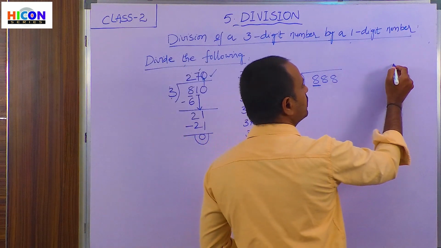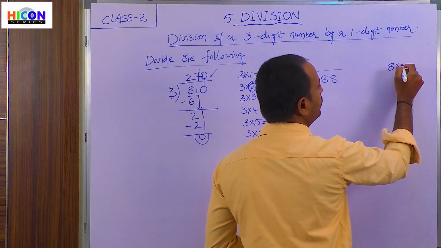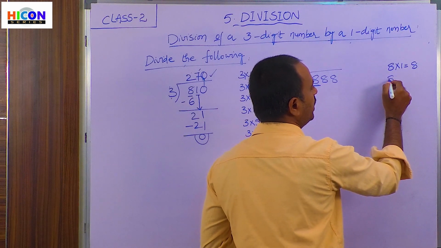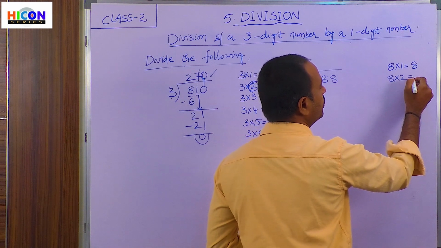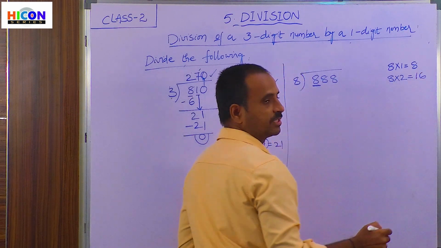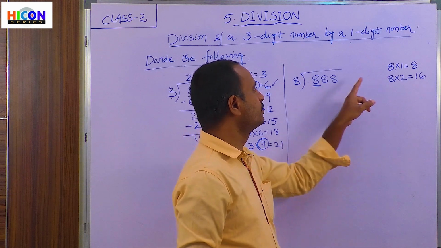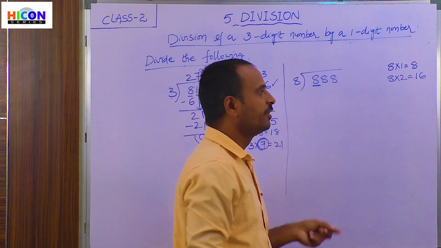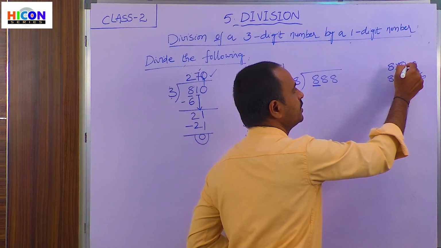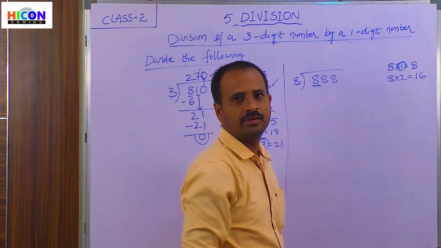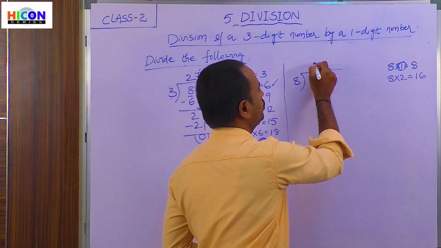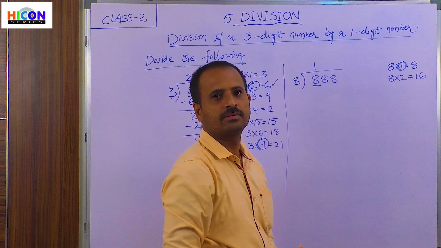Let us recall the 8 table: 8 ones are 8, and take 2 times, 8 twos are 16. In this way, when does the number 8 come in the 8 table? The number 8 comes in the 8 table if we take 1 time. So 1 times 8 is 8. So we have to take 1 time. So write 1 in the quotient above the dividend.